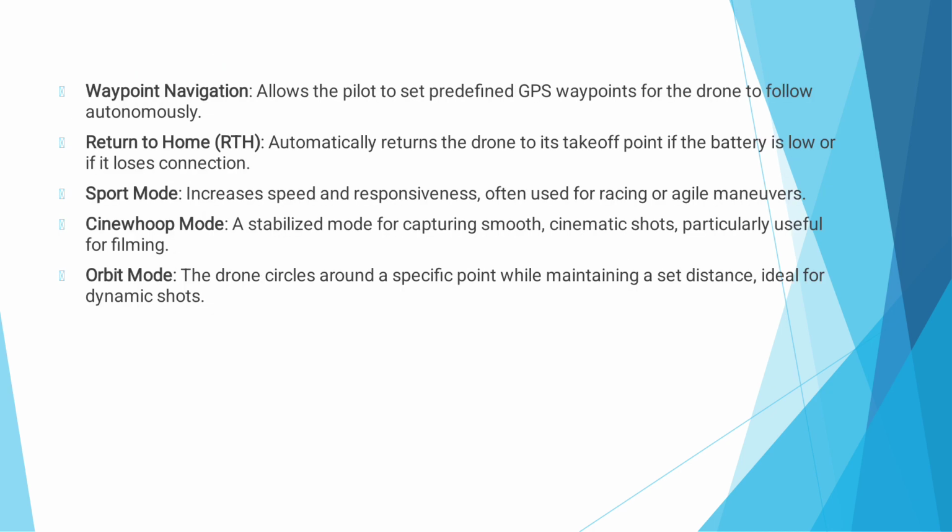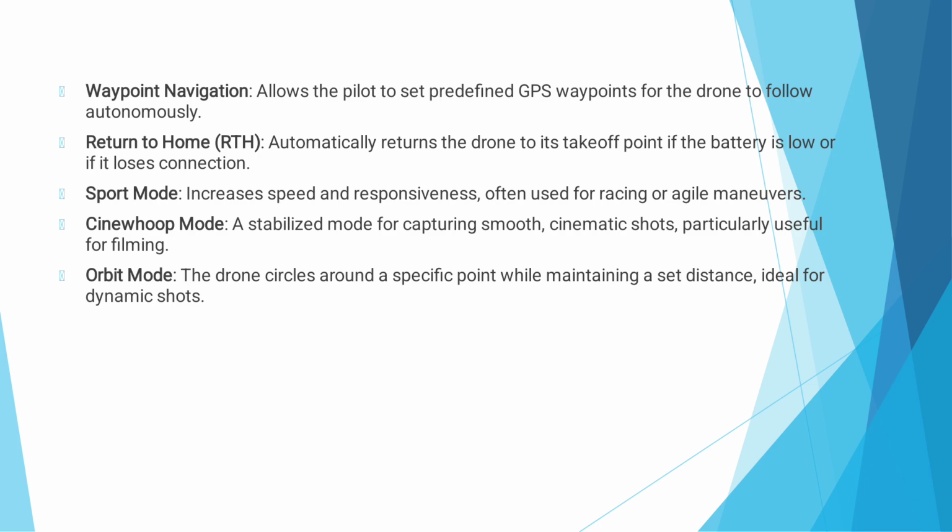Waypoint navigation allows the pilot to set predefined GPS waypoints for the drone to follow autonomously. Return to home automatically returns the drone to its takeoff point if the battery is low or if it loses connection. Sport mode increases speed and responsiveness, often used for racing and agile maneuvers.